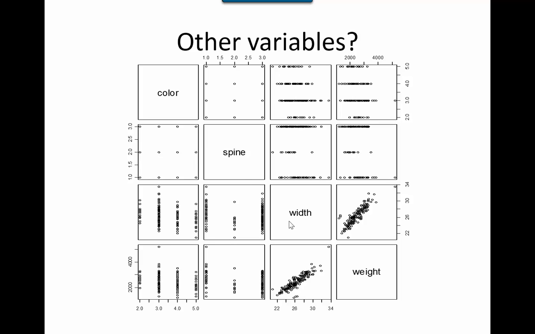So we've already seen how to explore the relationship between two variables, a dependent variable, in our case weight, and a single independent variable, width. But we often have more than one independent variable. So what we're interested in now is how do we combine multiple variables to try and explain what is going on with variation in our dependent variable.